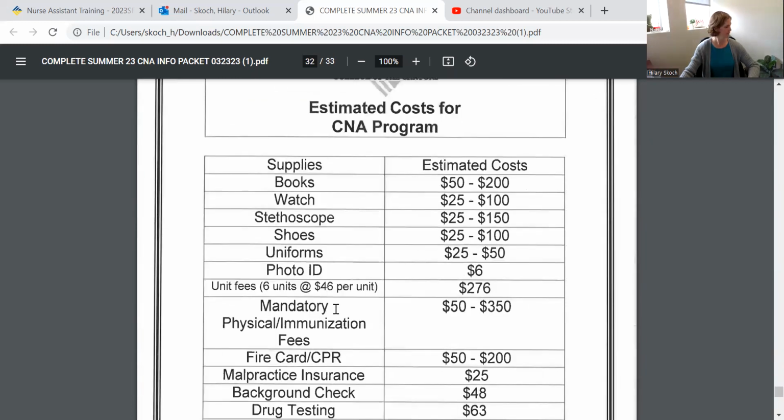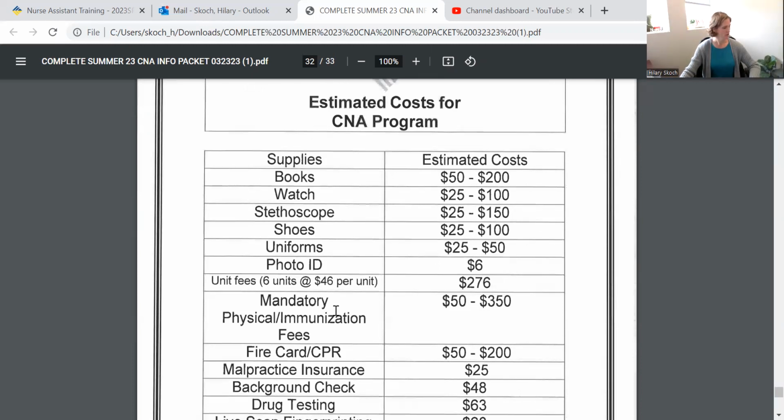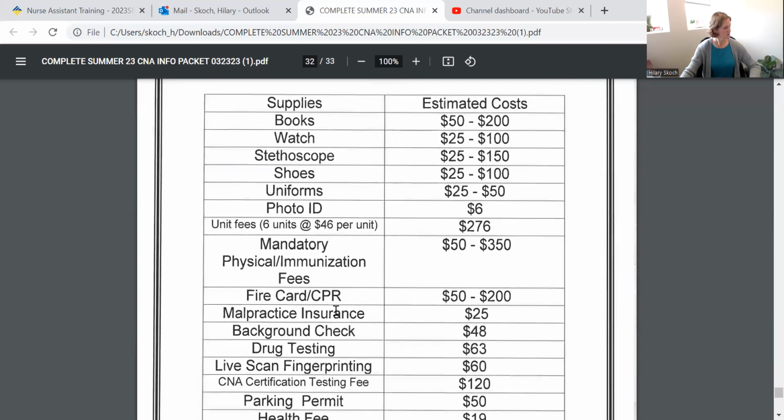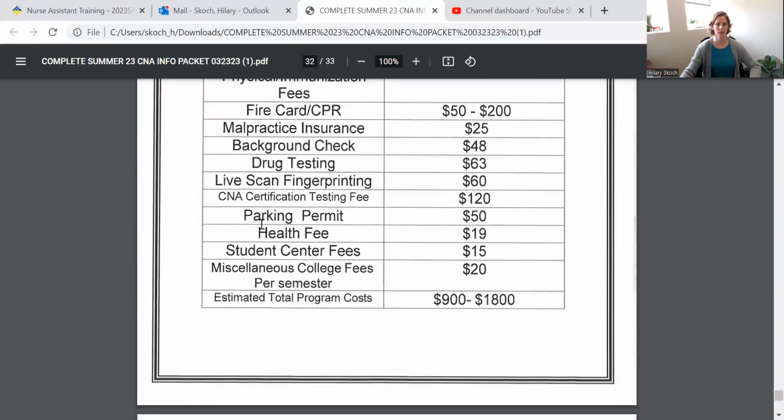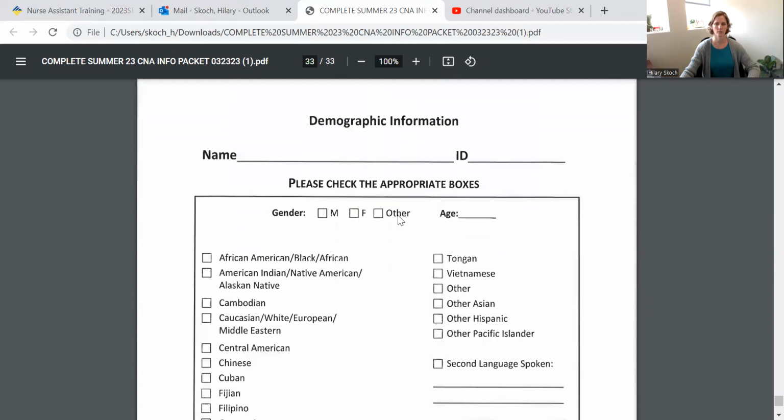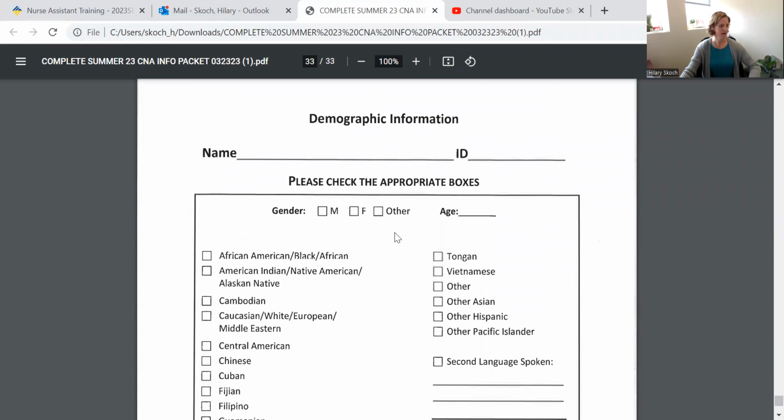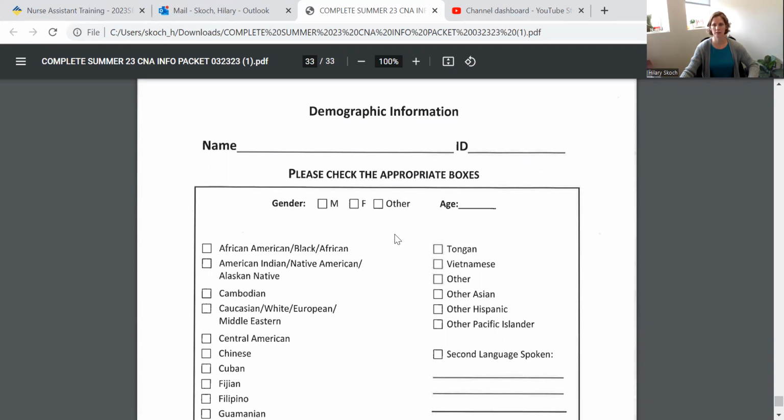This last page, page 32, actually second to last page, this is an estimated cost for the CNA program. You can look through this. Please buy a parking pass. They are ticketing, and it's $35 a day for a ticket versus a $50 permit for the whole semester. This is the last page, and it's very simple to fill out. Please fill this out and also return it to the office.